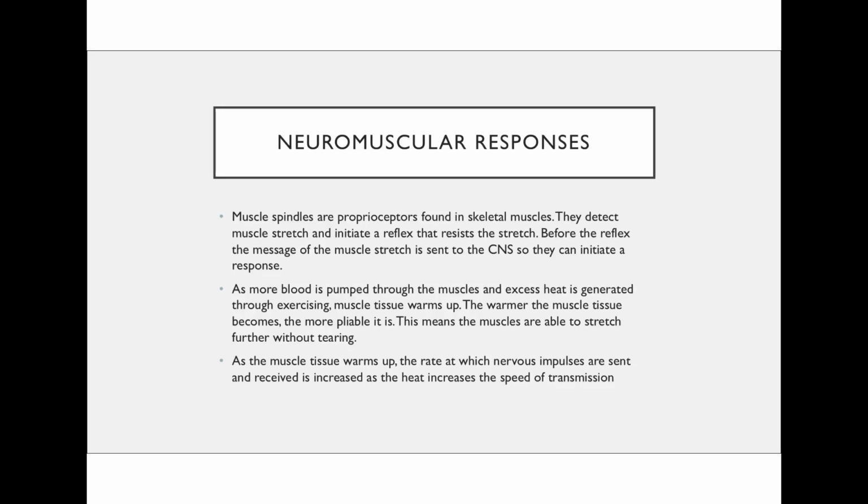As more blood is pumped through the muscles and excess heat is generated through exercising, muscle tissues warm up. The warmer the muscle tissue becomes, the more pliable it is. This means the muscles are able to stretch further without tearing. As the muscle tissue warms up, the rate at which nervous impulses are sent and received is increased, as the heat increases the speed of transmission.